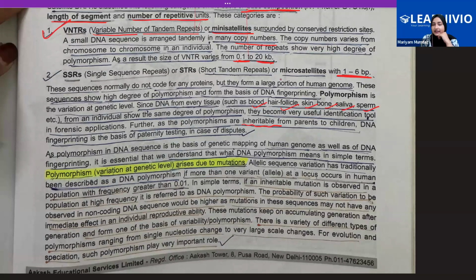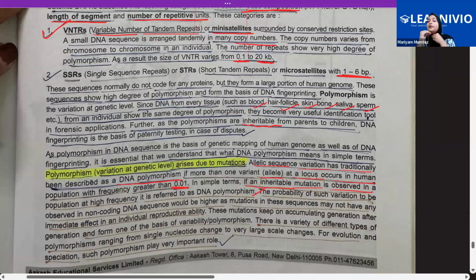If more than one variant, that is allele, at a locus occurs in humans, allelic sequence variation has traditionally been described as DNA polymorphism. If more than one variant, meaning more than one allele, occurs in humans with frequency greater than 0.01. In simple terms, if an inheritable mutation is observed in a population at high frequency, then we call it DNA polymorphism, meaning it is occurring at every level and in the entire population. So we say that this DNA polymorphism is higher as compared to the rest. Clear?